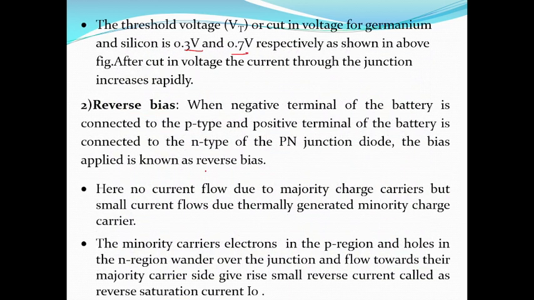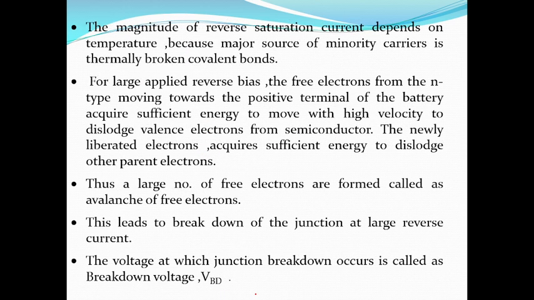If we see the notes of reverse bias, what is reverse bias? The negative terminal of the battery should be connected to p-type, and the positive terminal of the battery should be connected to n-type. Then we call it reverse bias. There is no current flow due to majority charge carriers, but there is a flow of current due to minority charge carriers. Due to this diffusion of minority charge carriers, there is a small current, which is called the reverse saturation current.